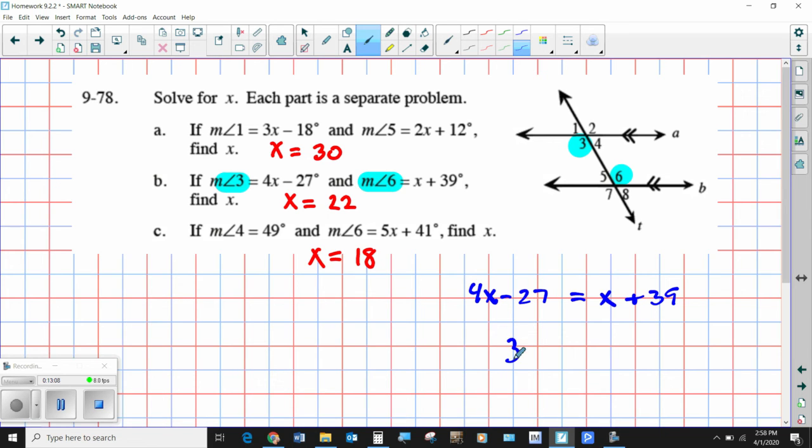Take away 1x from each side, add 27 to each side. I'm going to have to show this. What is that, a 6? Is that 66? Which means x must be equal to 22, because 66 divided by 3 is 22.